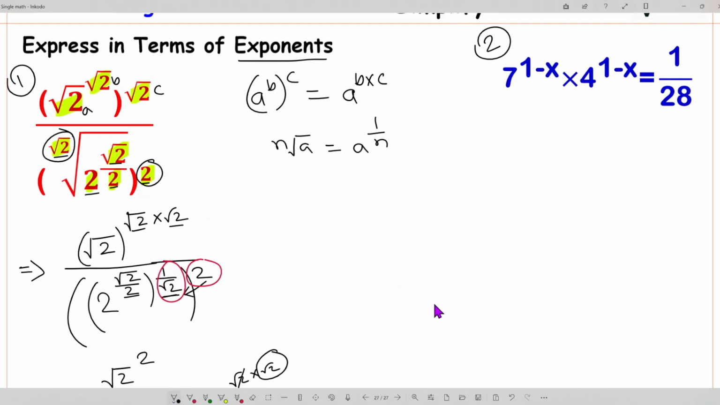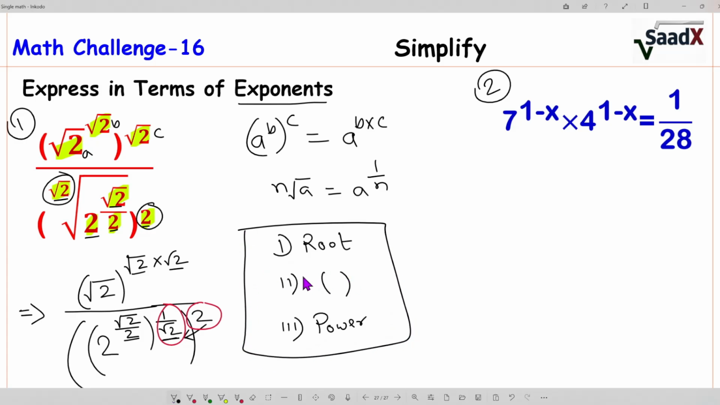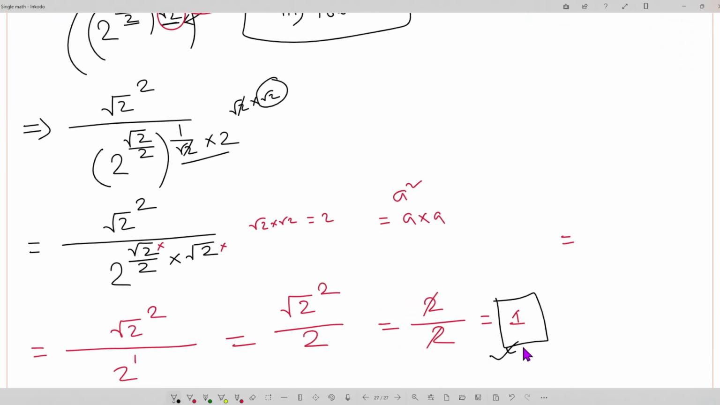So you have to be careful about this one, because once you transfer from one position to another position, you have to be careful about brackets, powers and roots. Look, root, bracket and power, everything is very sensitive. If in any portion you write any wrong thing, you will get 0. Okay, so the first question is done. Our answer is 1.